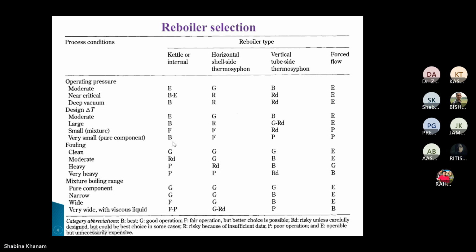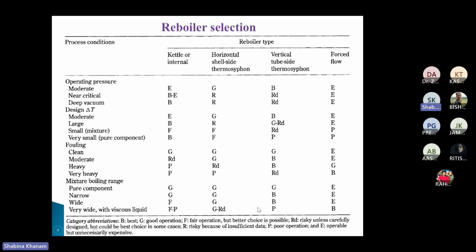That if delta T is very small, we have the design delta T. In that case, at different conditions, we can see which type of kettle reboiler works in which category. Like if you count this B, B means best. G is good operation and all. It is already given over here. So if you count B, B would be maximum in this.